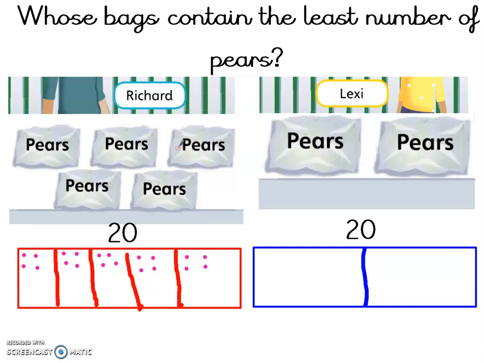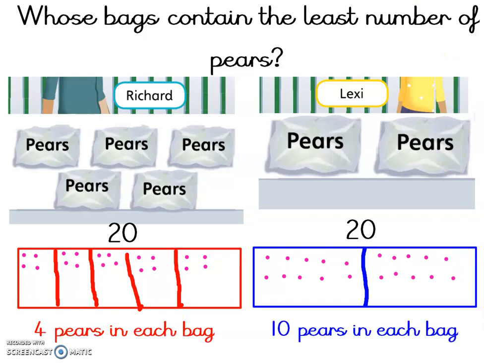And now I'm going to do exactly the same with Lexi. 2 pears so far, 4 pears, 6 pears, 8 pears, 10 pears. So 20 pears in total, and there's 10 in each bag. So now we've calculated that Richard has 4 pears in each bag, and Lexi has 10 pears in each bag.